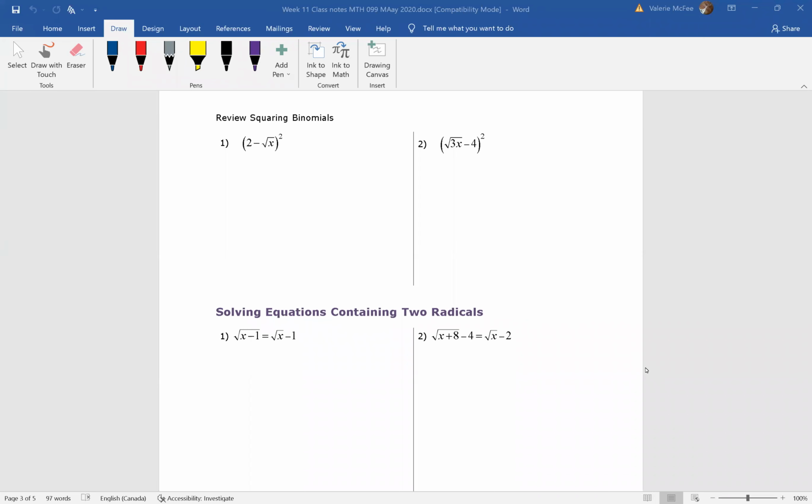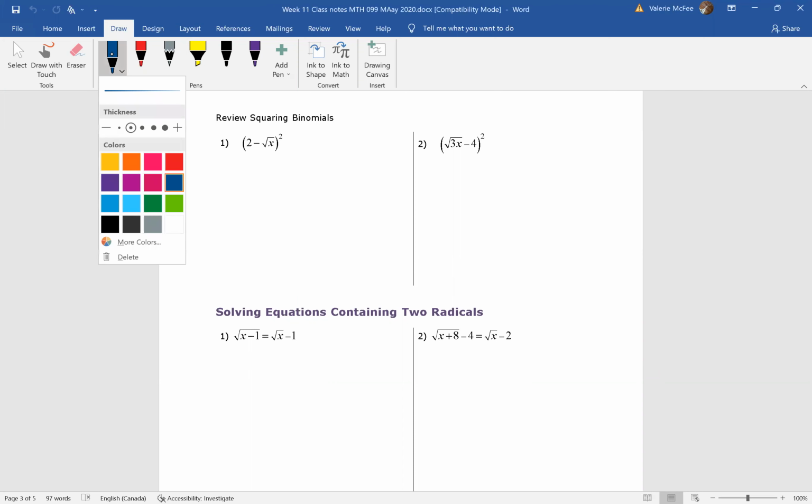Welcome to this lecture. We want to look at solving radical equations again, but before we do so, let's review squaring binomials. We have 2 minus the root of x, all squared. Let's work on that one together.